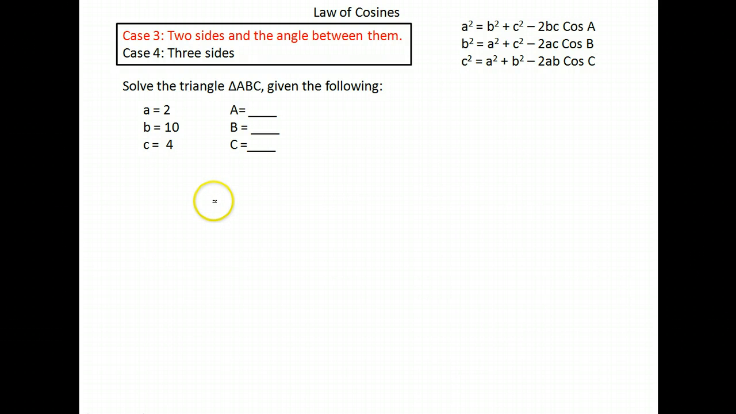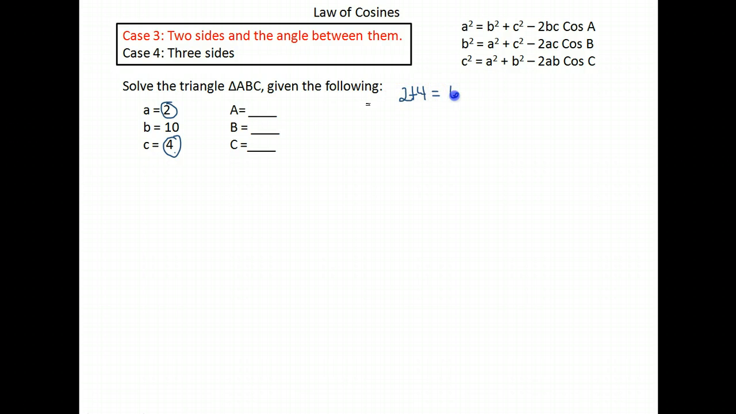Okay. Here's our next example. It wants us to solve triangle ABC, which means find all the missing parts. We're given 3 of the sides, none of the angles. Again, the first thing you want to check when you're given all 3 sides is that it will actually make a triangle. So you want to add the 2 smaller sides together, make sure that that number is bigger than that third side. So my 2 shorter sides were 2 and 4.